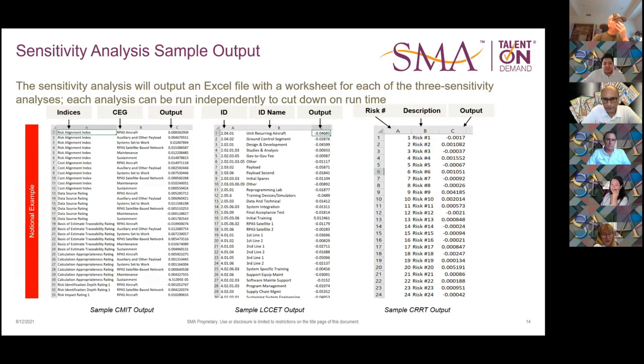So these are sample outputs. On the left-hand side, it doesn't matter which one you read. You see the indices ID or risk ID. It tells you the output based on the sample. And the higher the number, the more it affects the final outcome.